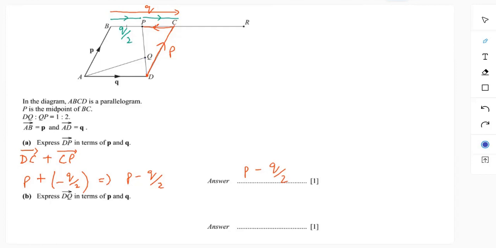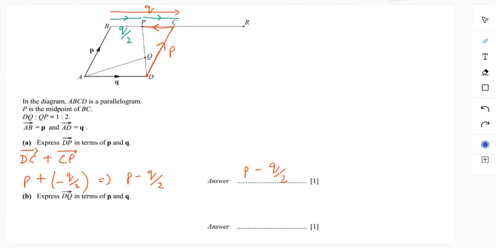DQ चाहिए आपको. So now let's see what information you have for that. D से हमें Q बताना है. So do we have any information? The diagram ABCD is a parallelogram. P is the midpoint of BC. Or AB is equal to P. AD is equal to Q. और हमें DQ figure out करना है in terms of P and Q. Now, how can we start at this point that is D and reach Q? D से Q पे हम कैसे जा सकते हैं?